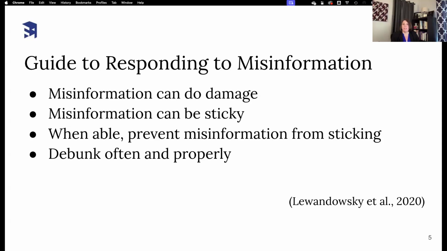Third, when able, we have to do what we can to teach students how to prevent misinformation from sticking. So because it's sticky, it's best to preempt it. And that can be achieved through explaining a manipulative argument strategy to the people. And then finally, Lewandowski and Christina Kelly and I argue for the importance of debunking often and properly. And so if somebody can't debunk or if somebody can't pre-bunk, then they need to debunk. And so for debunking to be effective, it's important to provide a detailed refutation.